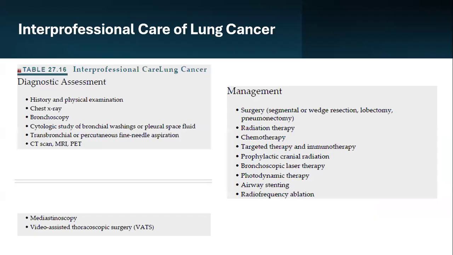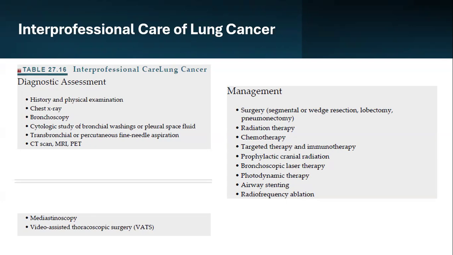Okay, next we are going to talk about the interprofessional care for lung cancer. From the previous video, you already learned about the pathophysiology of lung cancer, and for now you are going to learn about how the doctors, the nurses, and other healthcare providers treat this lung cancer.